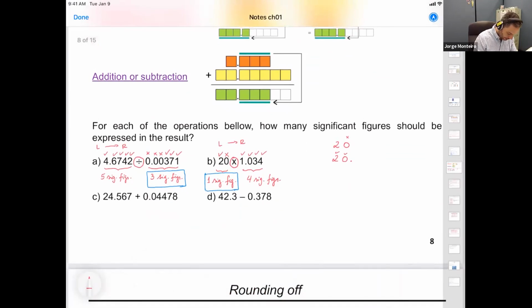Third example here, now we have addition. So addition and subtraction is a little bit trickier. What I always like to do is to stack the two numbers. And when you stack, make sure the decimal point is aligned.